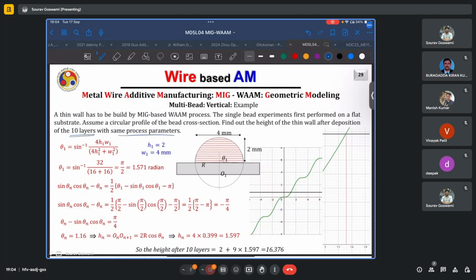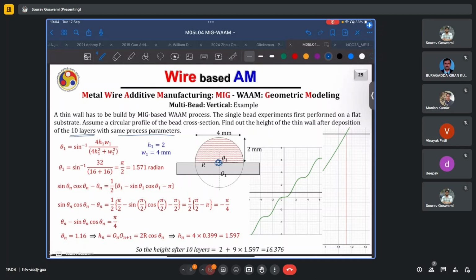This is very important, else for each layer where the process parameter is changing, we would have to repeat this exercise and derive the expression. For the first layer itself, we are seeing that the height is 2 mm, but the width is 4 mm. Clearly, the center is lying on the surface itself, and theta 1 is simply equal to pi by 2. This is also confirmed from the equation that we derived, so everything is consistent at this stage.